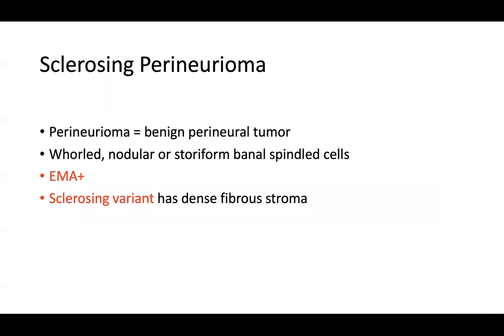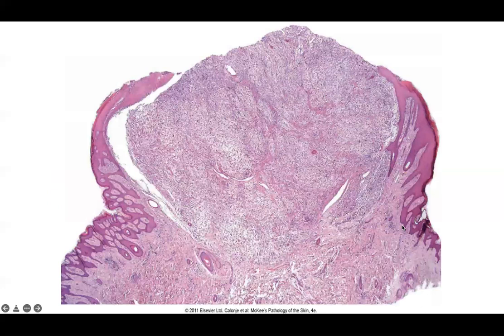Moving on to a sclerosing perineurioma. So a perineurioma is essentially just a benign perineural tumor. These are going to be EMA positive, just like the perineural cells would be EMA positive surrounding a schwannoma. Usually the cells of a perineurioma are whorled, they're nodular, and they're storiform, but they're bland, very bland spindle cells. So if you think you're dealing with a perineurioma and you do an EMA, you're going to want to see the processes of the cell highlighting very nicely with EMA. Sclerosing variant of perineuriomas has been described, and that's where you've got a much more dense fibrostroma.